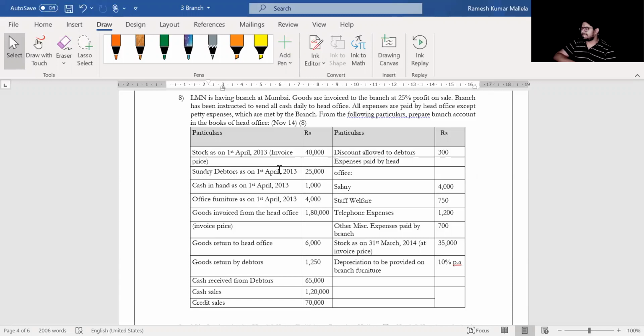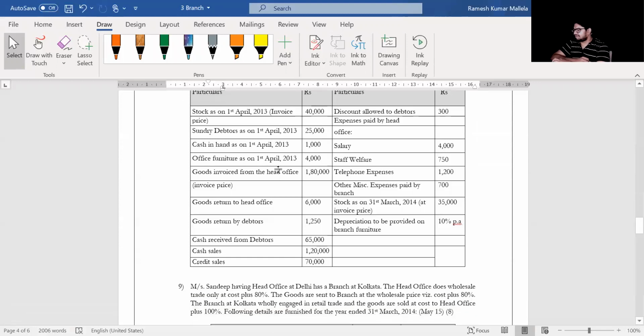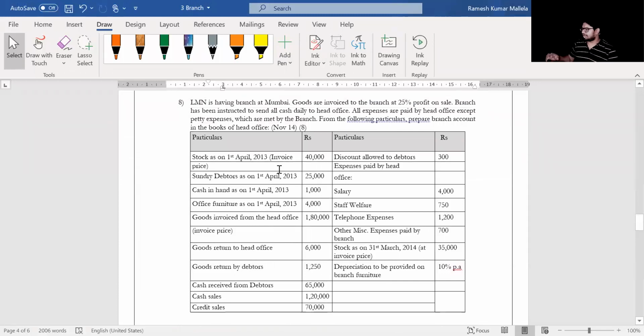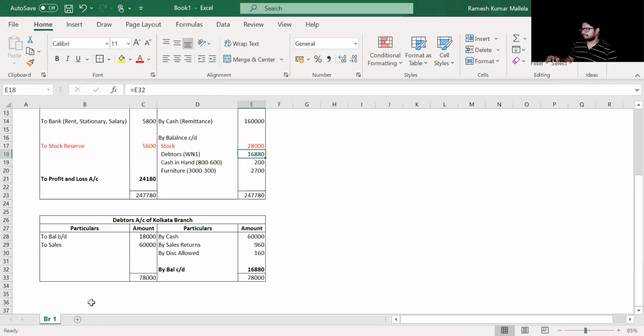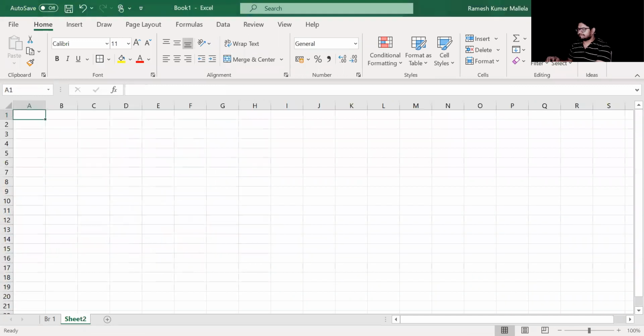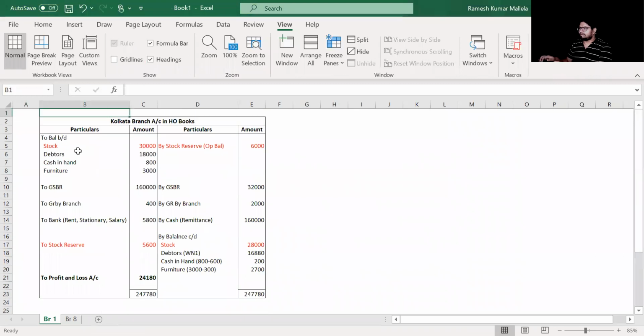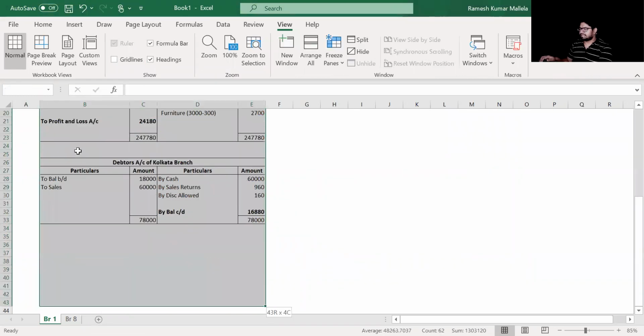Now, this is actually an exact replica of the first problem that we did. So I'll quickly do it, and you also please do along with me. So it is the 8th question. I'll copy down the same structure.